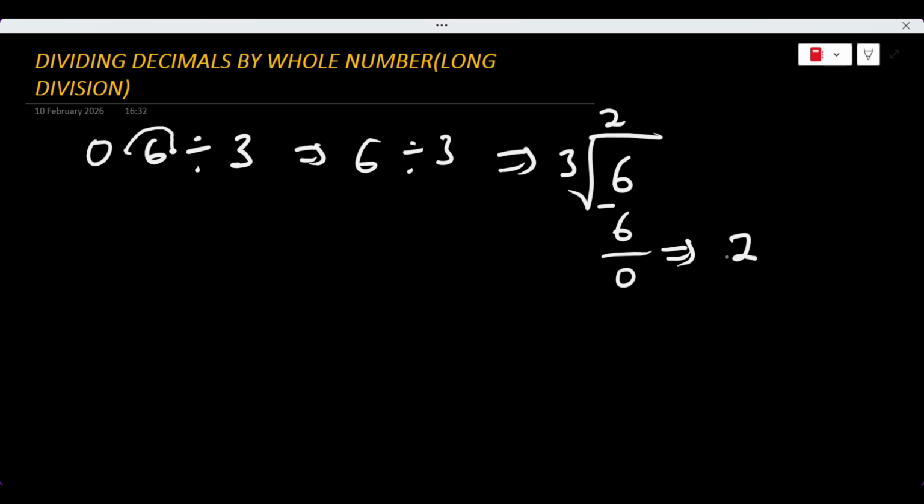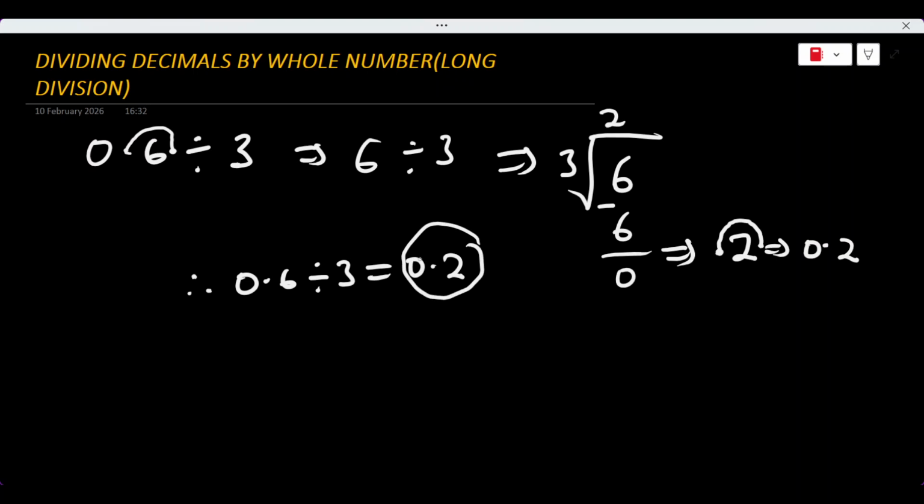2. But remember that we moved the decimal point one time to the right. So because we have gotten 2 as our answer, we have to stand here and move it one time to the left, giving you what? 0.2. Therefore, 0.6 divided by 3 is equal to what? 0.2 as our final answer. I hope that is clear.